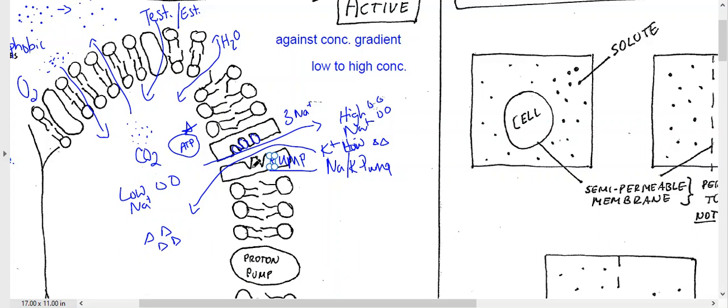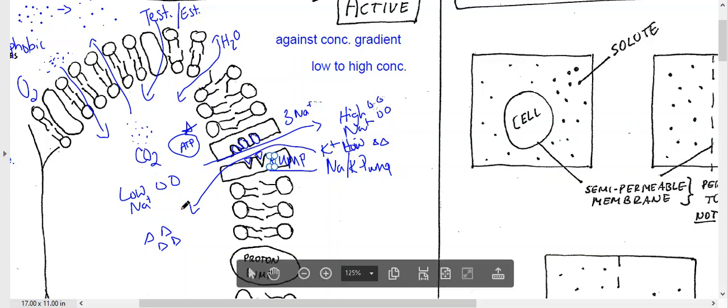So see, there's only 2 notches here. So 2 can fit in this pump at a time. And we're going to pack them over here on the inside of this membrane. So high potassium, right? And that's how a sodium-potassium pump works. So 3 sodiums get pumped out from a low to a high concentration, and 2 potassiums get pumped into the cell from a low to a high concentration.